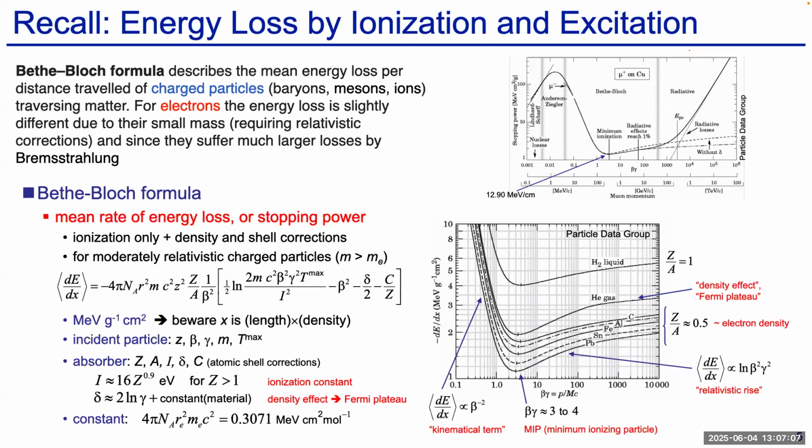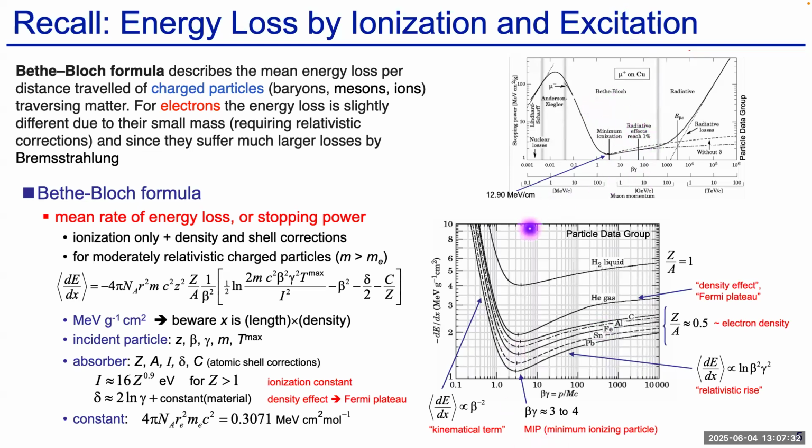So this is a very complicated formula. What really matters is the incident particle: the charge, the velocity, and the mass. And then you have your absorber, the material, where you have Z and A, and some numbers which have to be measured, like ionization potentials and all that stuff. That's all not so important. I want you really to focus on this thing here on the top.